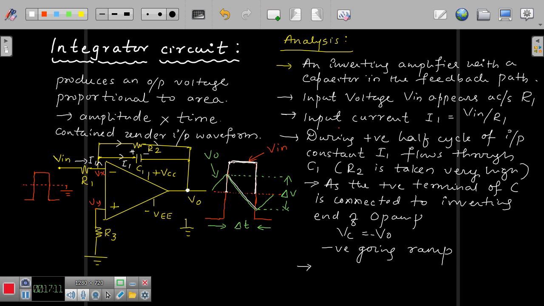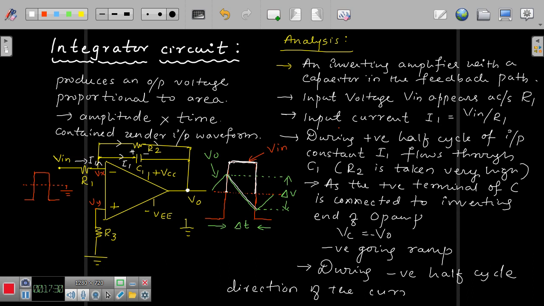Now, during the negative half cycle, what happens during the negative half cycle? The direction of the current reverses.